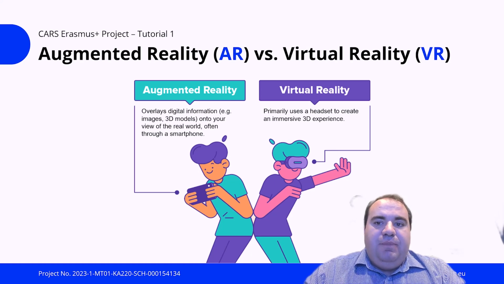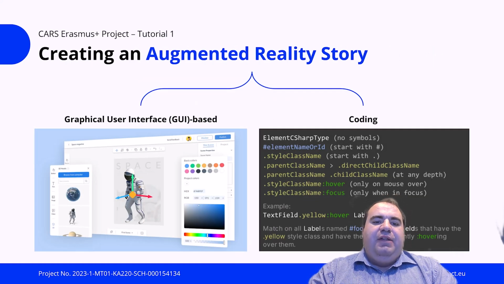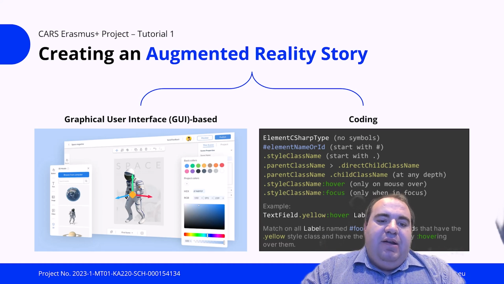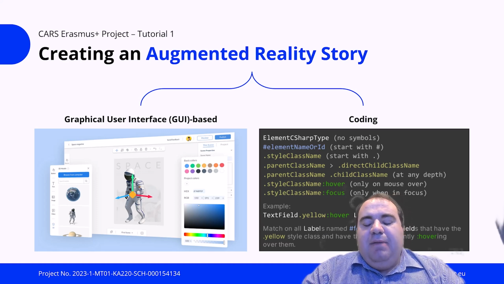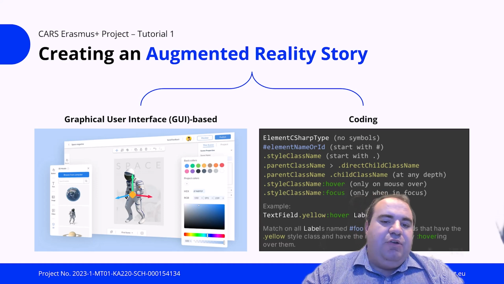An important aim of this project is to create an augmented reality story. There are really two approaches that one may take in order to create such a story. The first approach is to use a graphical user interface-based augmented reality authoring software, where essentially one would point and click in order to interact with different digital elements. The other approach is to use a coding language. Now, this last approach requires some knowledge of programming as well as familiarity with a coding language.